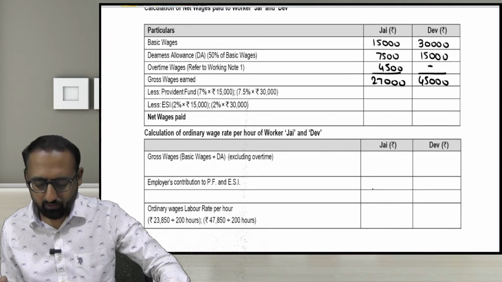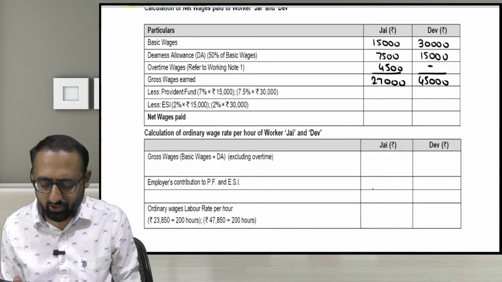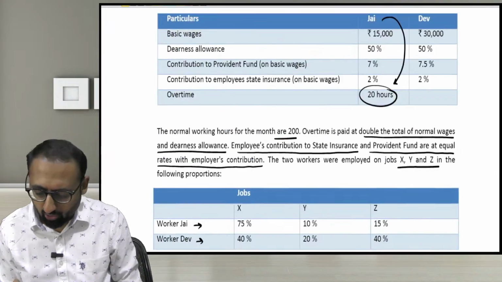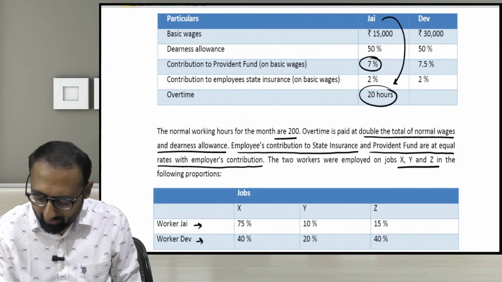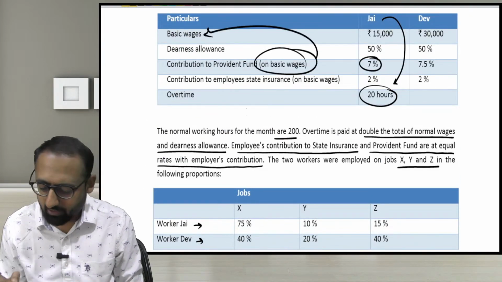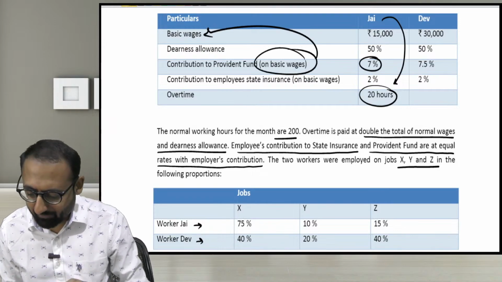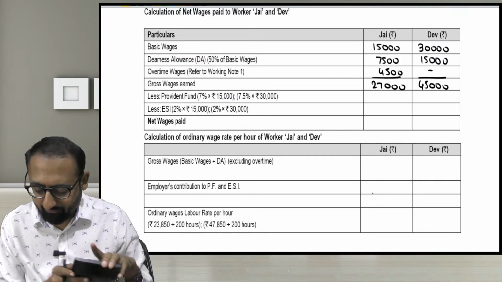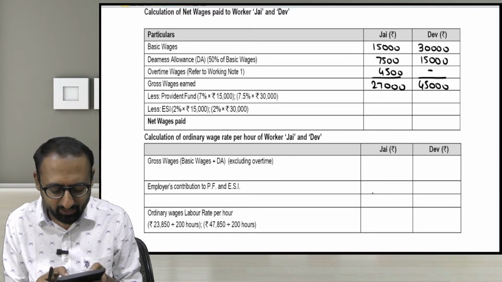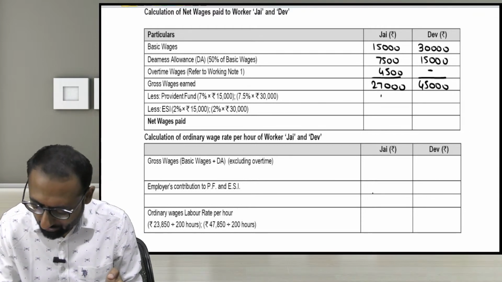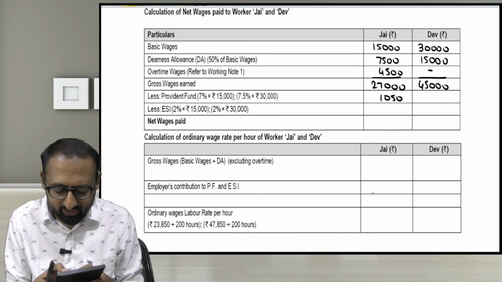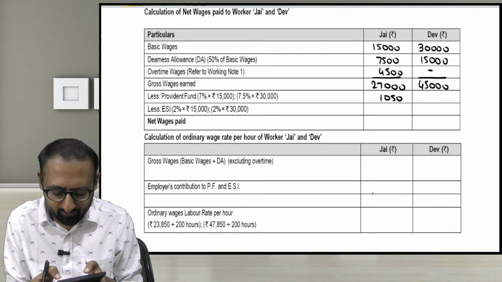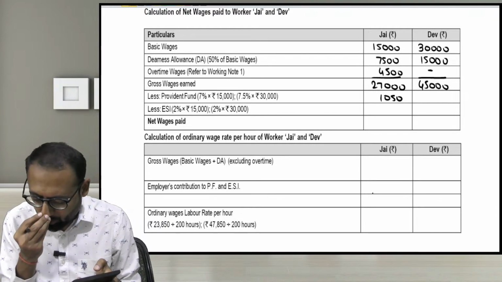Okay. Now, employer's contribution to provident fund. Employer contribution to the provident fund is 7% on basic wages, they have told. So for 15,000 and 30,000 it is 7% and 7.5%. Basic wage rate 15,000 multiplied by 7%, it comes to 1,050. Then 30,000 multiplied by 7.5% will be 2,250.